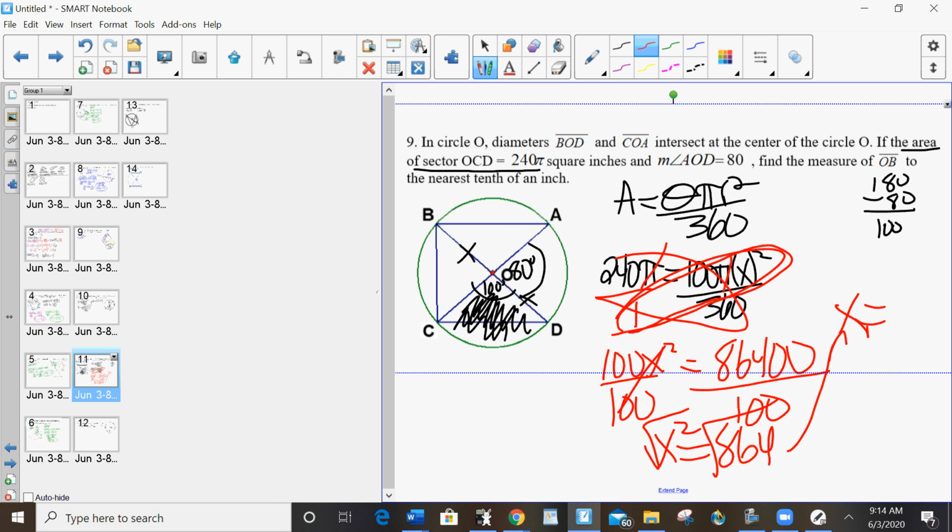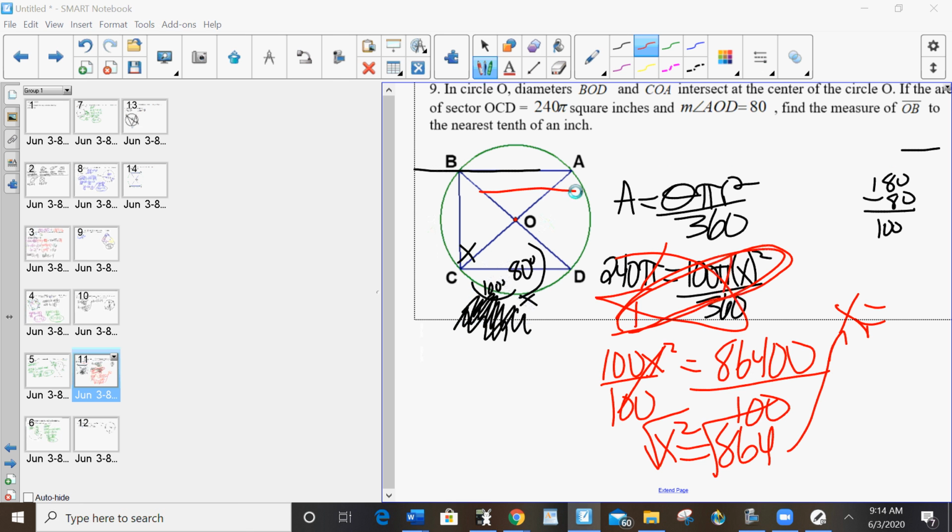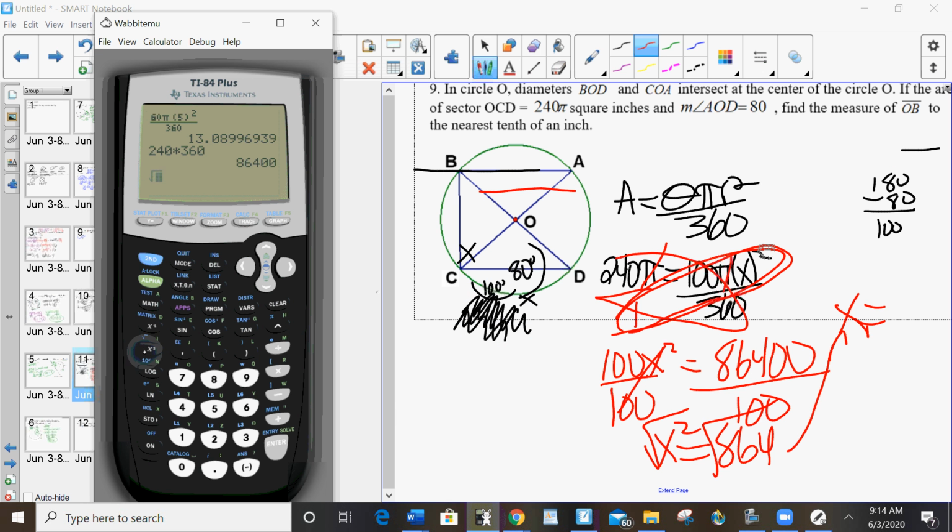I go to my calculator. It wants the answer to the nearest tenth of an inch. So radical 864 is to the nearest tenth, 29.4.